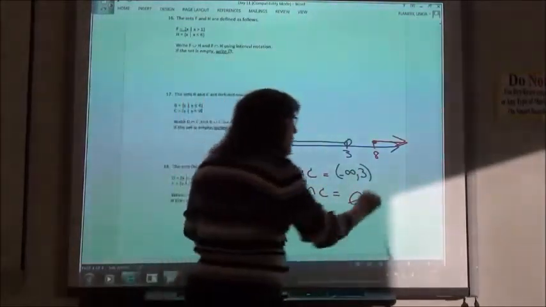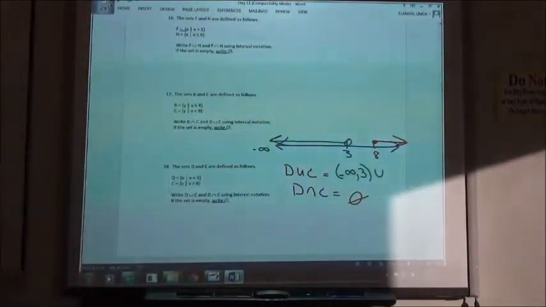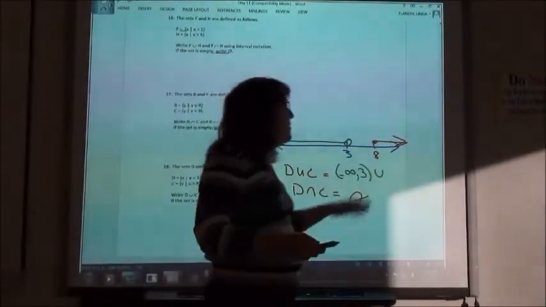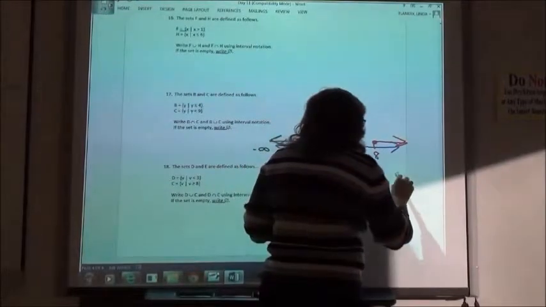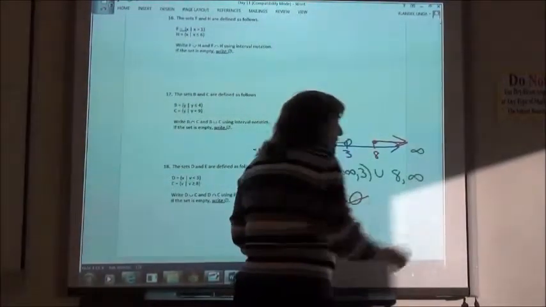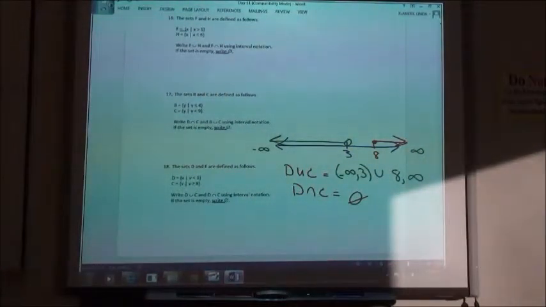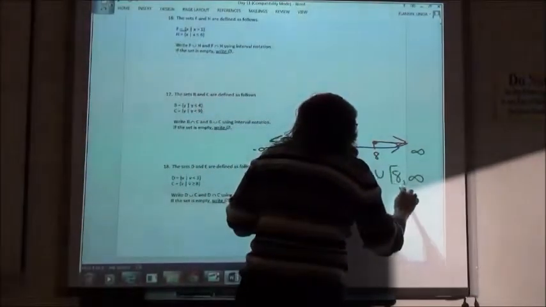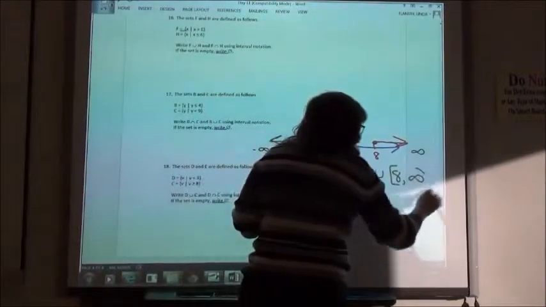I'm going to join them with the union symbol, which is going to be one of your choices over on the right. Then I'm going to do my other set. My other set starts at 8 and goes to the end of my graph, which is positive infinity. The 8 is going to have what kind of end mark? Bracket. And infinity is going to have what kind of end mark? The parenthesis.